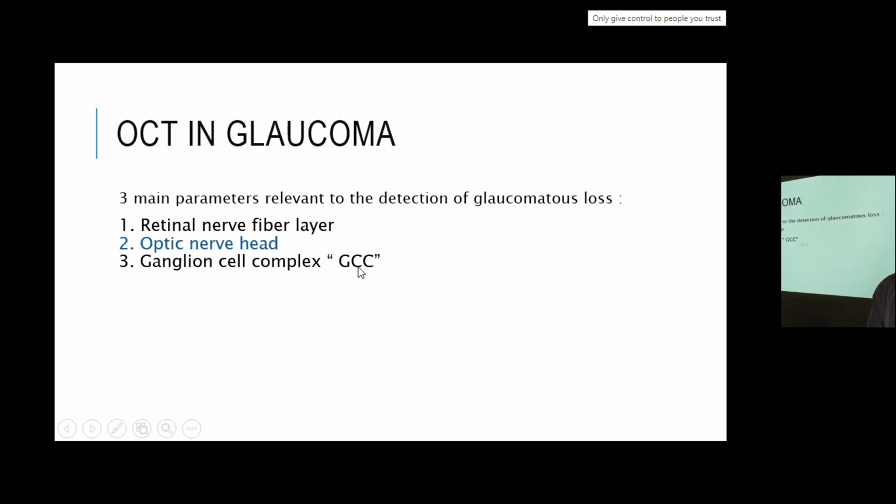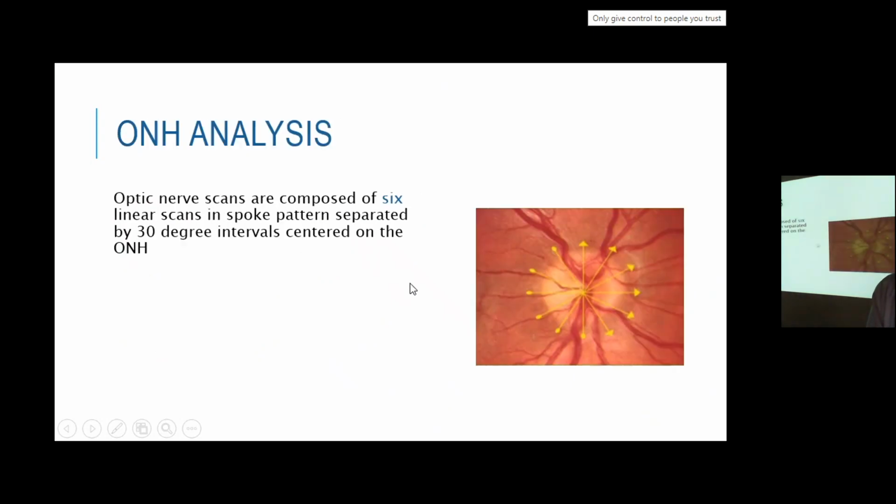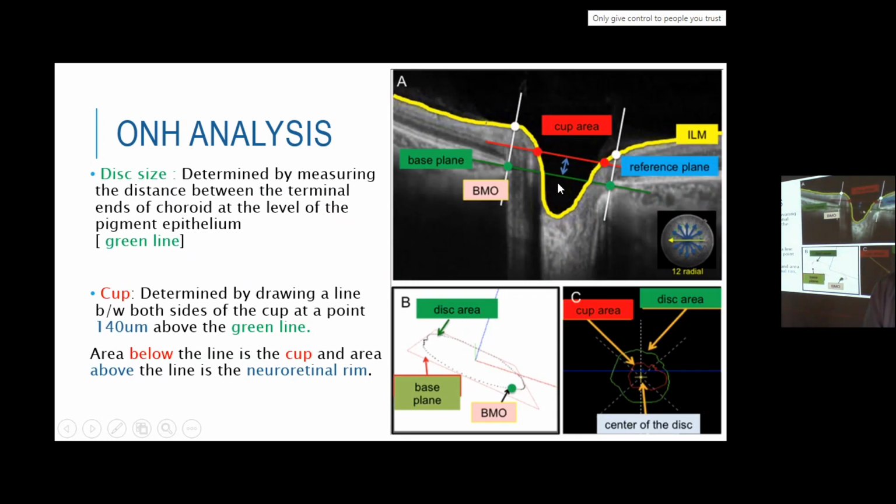The second parameter is the optic nerve head assessment. The optic nerve head analysis, the optic nerve scan, is composed of 6 linear scans in a spoke pattern, spread at 30 degree intervals and centered on the optic nerve head. So the machine will take 6 scans like this. Each scan will calculate the disc size and the cup size and can generate other measurements.